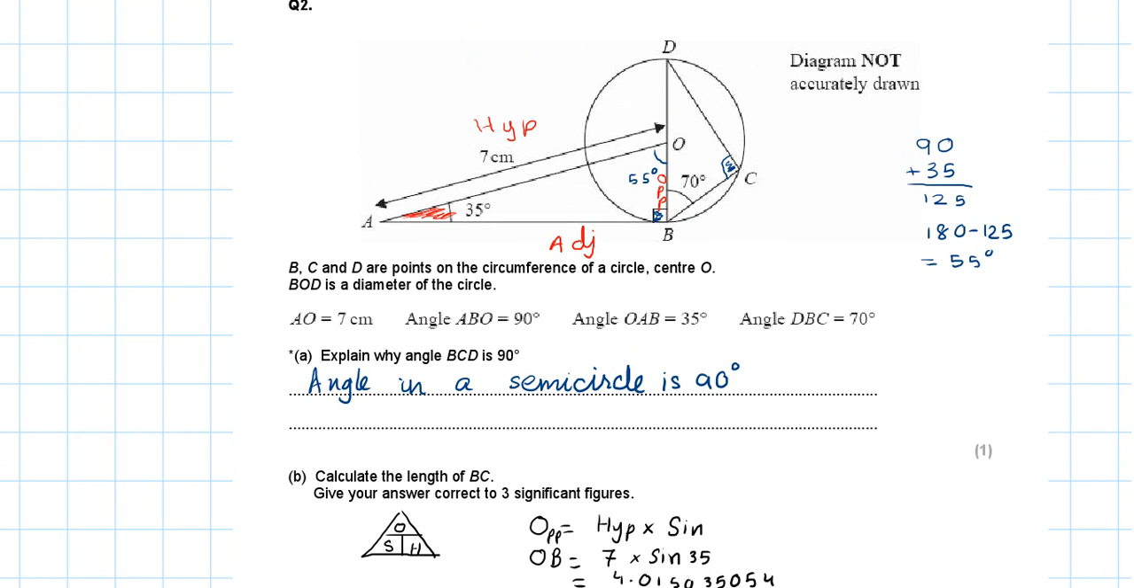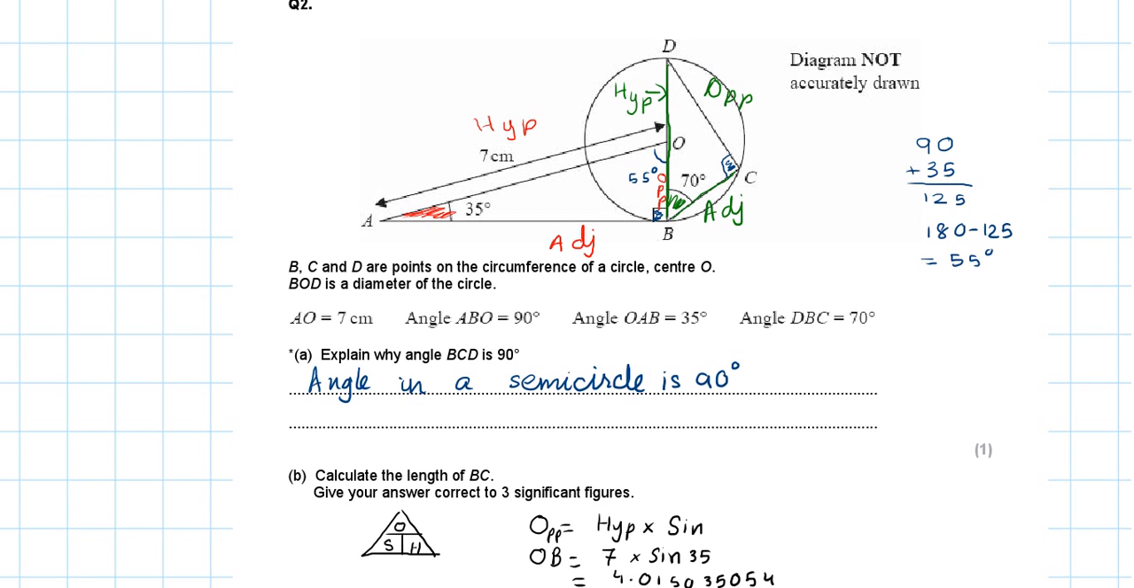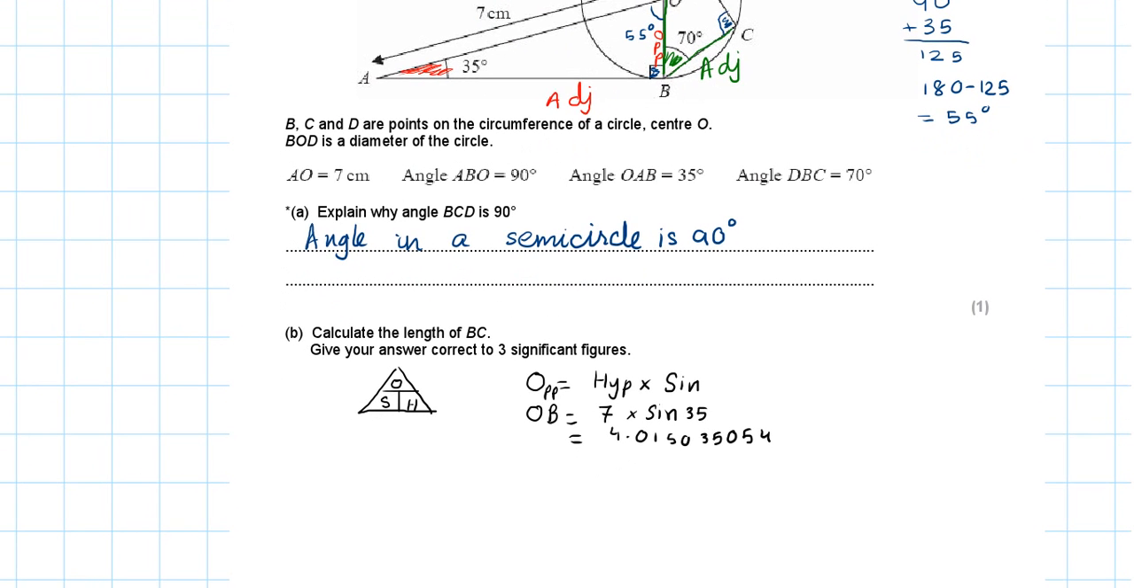And then once I've got that, in this triangle here, I'm going to be looking at this angle. I need to find this side here, so that's going to be my adjacent. That's my opposite, sorry, not my hypotenuse, that's my opposite. And this here is going to be my hypotenuse. So I will have to use cosine because I'm finding my adjacent, and I will have my hypotenuse, which is twice OB, because OB is the radius and BD is the diameter.